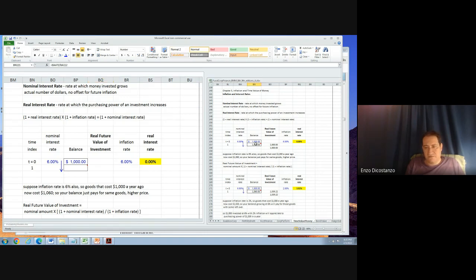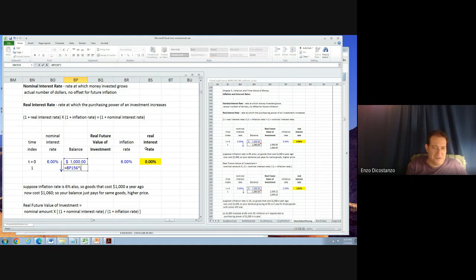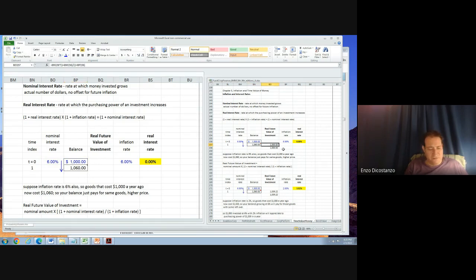Okay, so how do we do this? So the nominal balance. Let's look at this. Is this in your bank account growing? This is just simply this, right? It would turn to 1,060. Okay, but let's look at the real version of this.